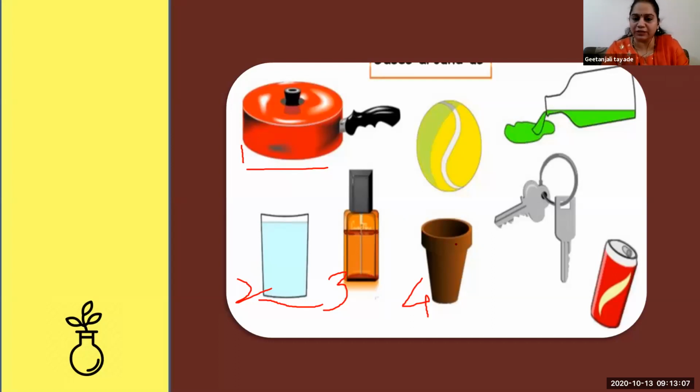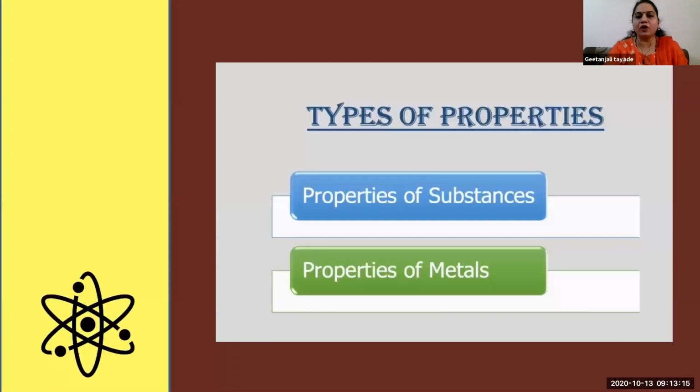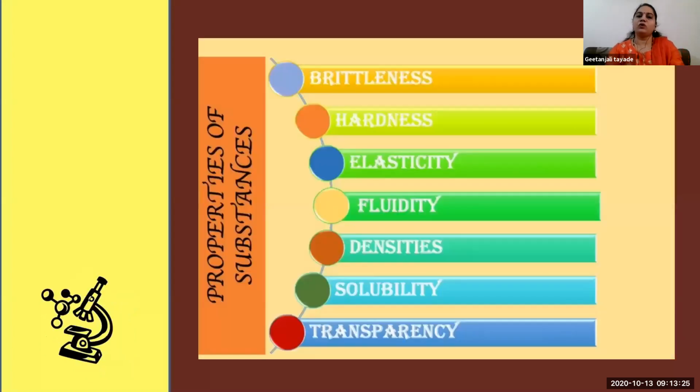You have to go through some properties like transparency, luster, weight, breakable or non-breakable, like this. So in this chapter we are dealing with types of properties of substances and properties of metals. First we will see properties of substances. All substances have a few properties like brittleness, hardness, elasticity, fluidity, density, solubility, and transparency. From these only we come to know what material they are made up of.